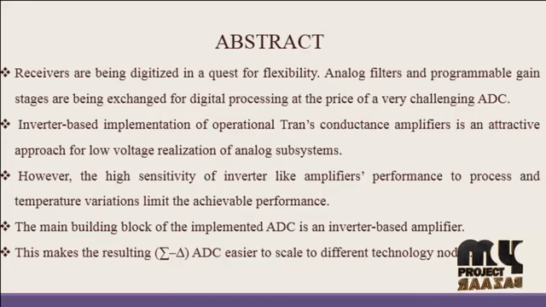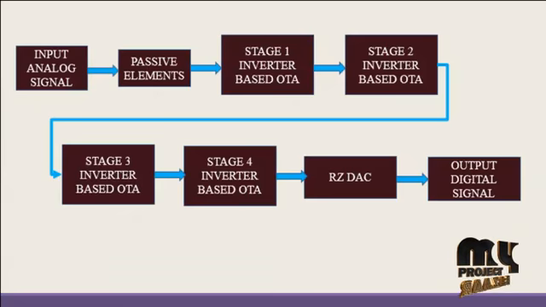A 74 dB signal to noise and distortion ratio is achieved for a signal bandwidth of 64 kHz at a sampling frequency of 6.4 MHz while consuming 400 microamps from a 0.8 volt supply in 65 nm CMOS technology. Next we see about the flow diagram of our product.